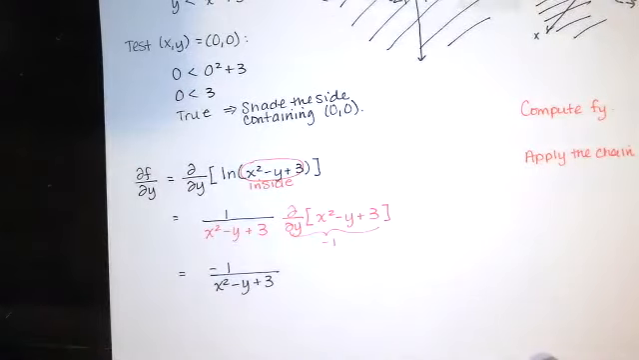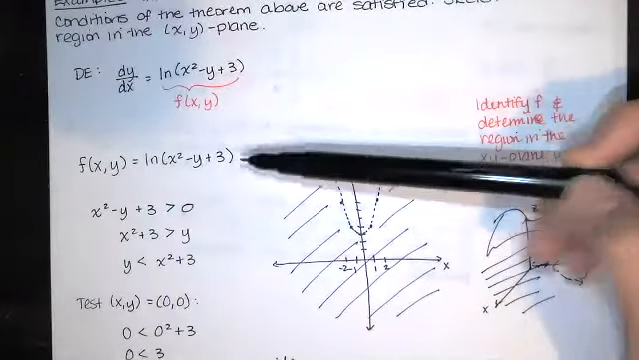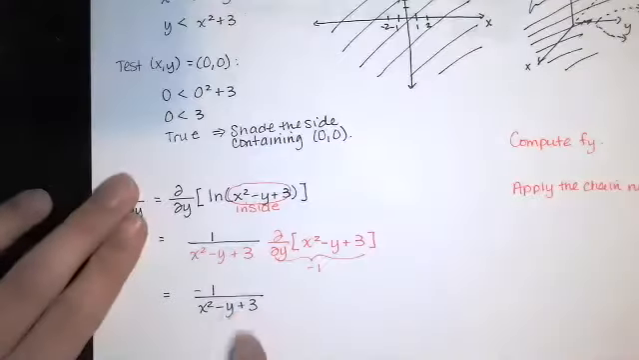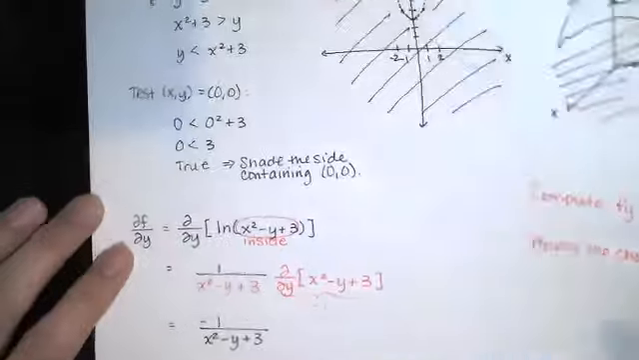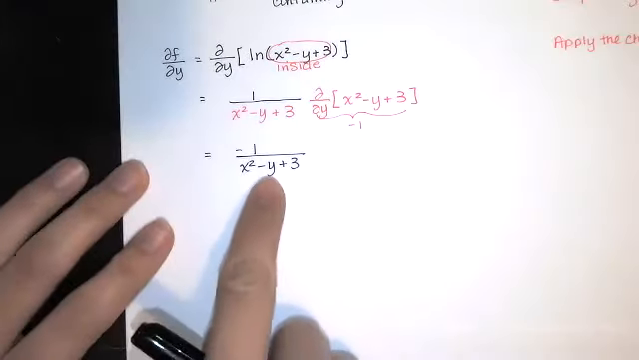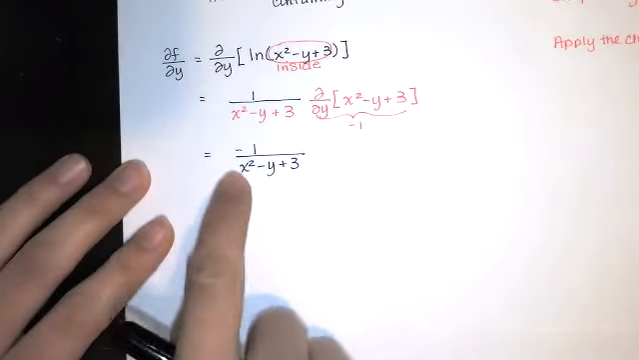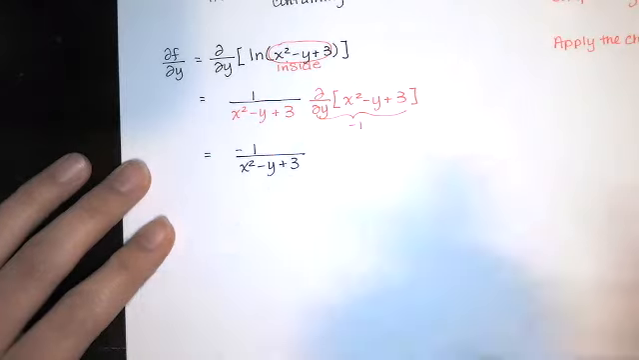So I've got that right there. And remember what our theorem says. Our theorem says that this function has to be continuous and this function has to be continuous. Well, this function is continuous as long as that denominator is not 0.